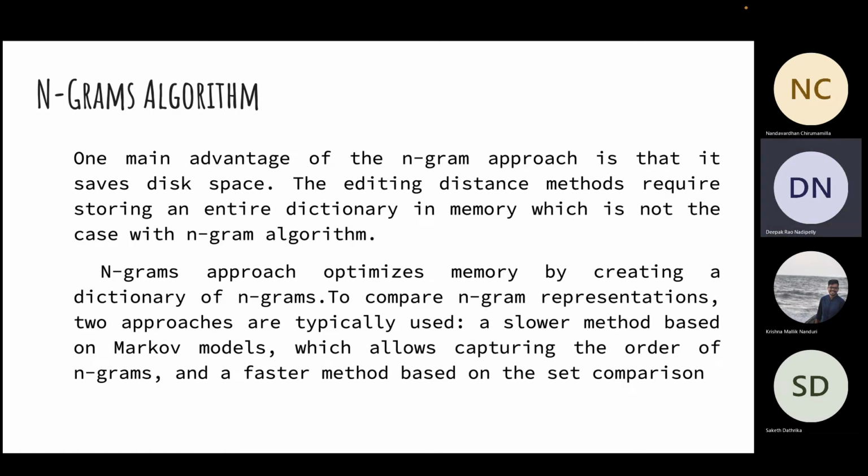The n-gram algorithm has many advantages over the traditional edit distance approaches. One main advantage is that the n-gram approach takes significantly less disk space. The edit distance metrics require storing an entire dictionary in memory, which is not the case with the n-gram algorithm. The n-gram approach optimizes memory by creating a dictionary of n-grams. To compute n-gram representations, two approaches are typically used. One is quite slow and is based on Markov models, and the other is significantly faster and uses a method based on set comparison.